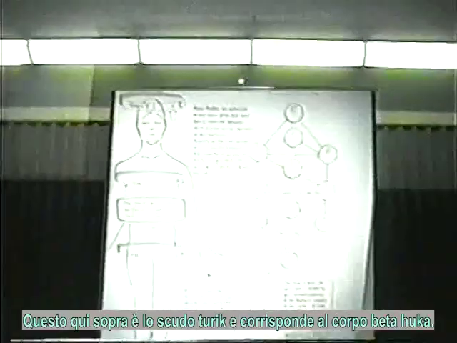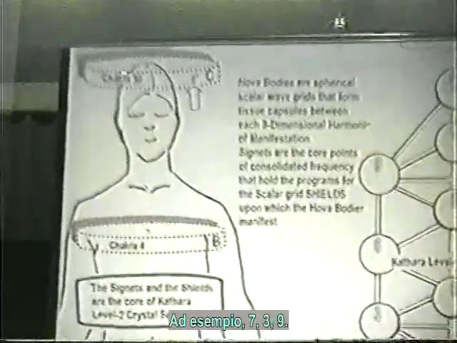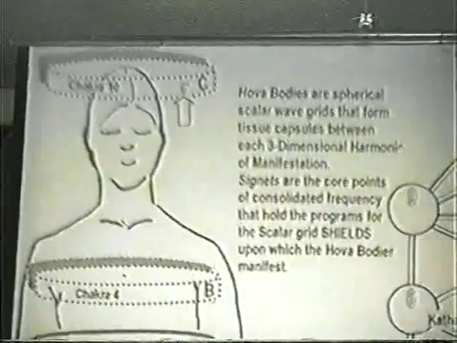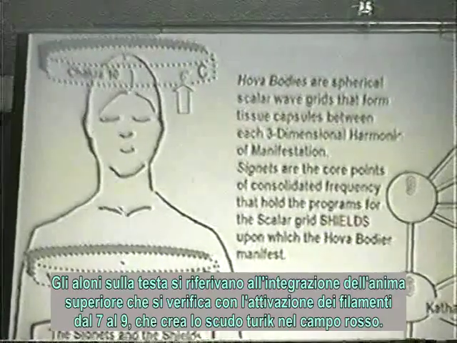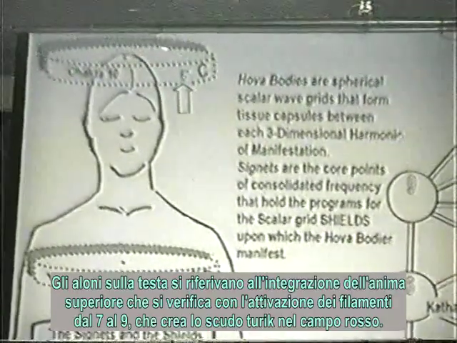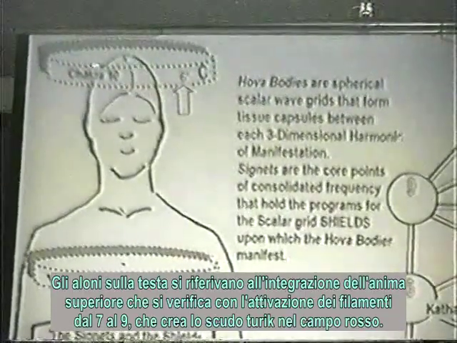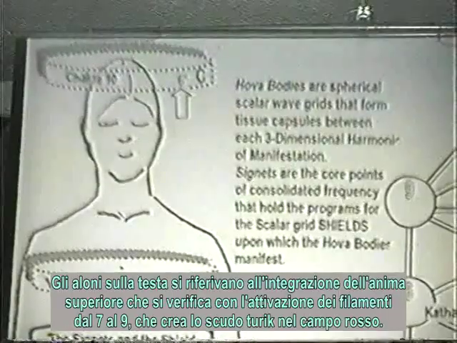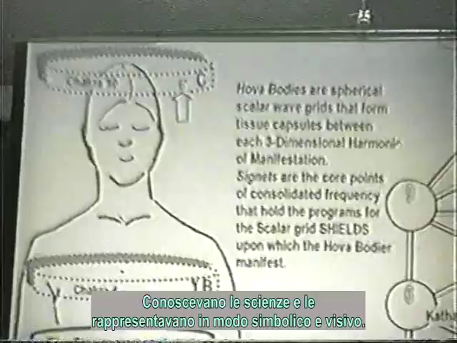Can we pull it down, please? This one up here is the Turic shield, and it corresponds to the Beta Huba body, dimensions 7 through 9. It's a halo. There are also other configurations. When you look at the old religious paintings, they were trying to tell you something. The halos on the head were referring to oversoul integration that comes with activation of strands 7 through 9 that creates the Turic shield in the auric field. They knew the sciences, and they depicted them symbolically and visually.